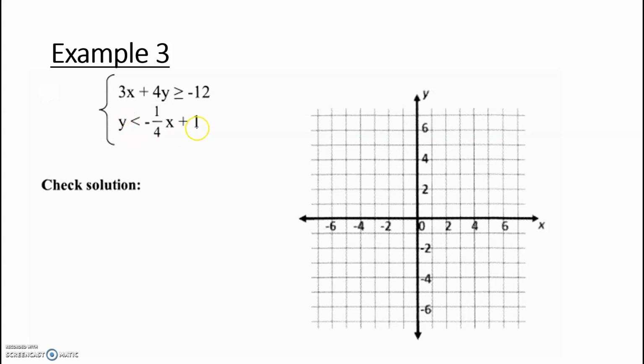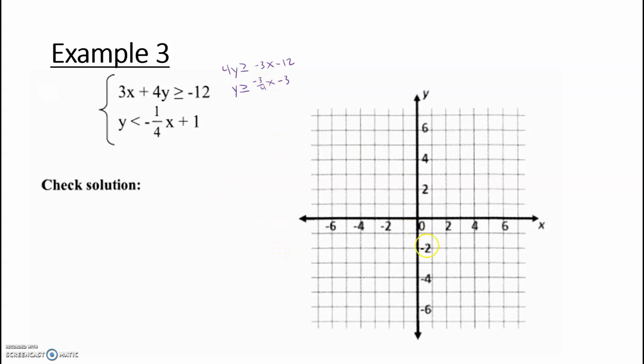So notice the second equation is already set to go, but the first equation is a little bit harder. So again, we want to get y alone, so we're going to subtract 3x. So we got 4y is greater than or equal to, subtracting 3x, we still have a minus 12 over here. And then we're going to divide by 4. So we have negative 3/4 x. And then negative 12 divided by 4 is negative 3. And now we have our two equations.